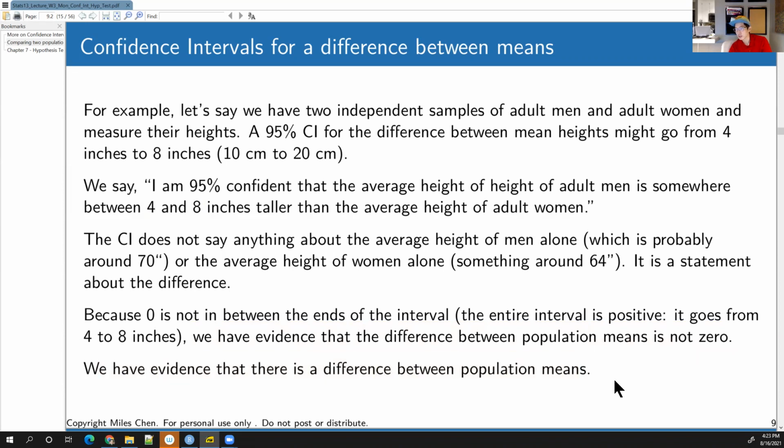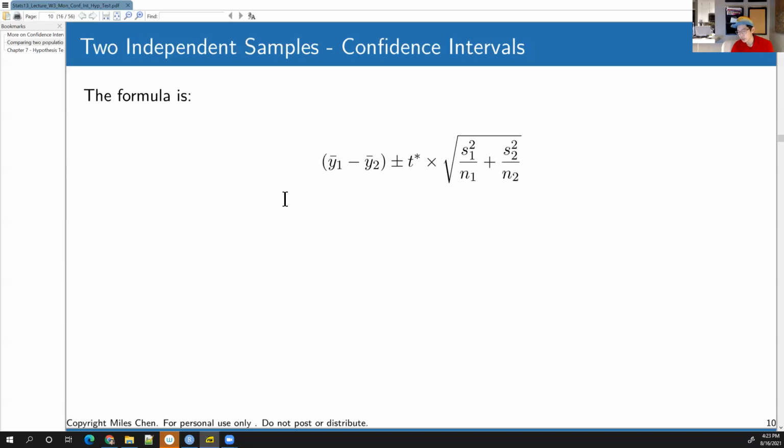Okay? Is that okay? Does that kind of make sense, what we're stating there? And so this is kind of the idea that we're going to implement. And we're just making a confidence interval for the difference, not individuals or anything like that, okay? The formula is this, all right? And I'll give you the formula.